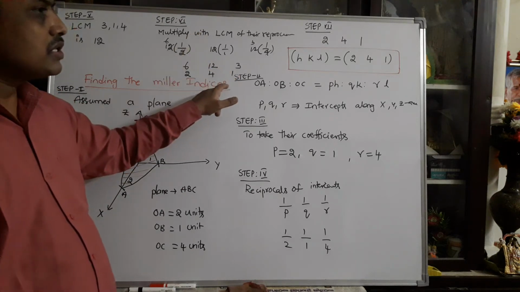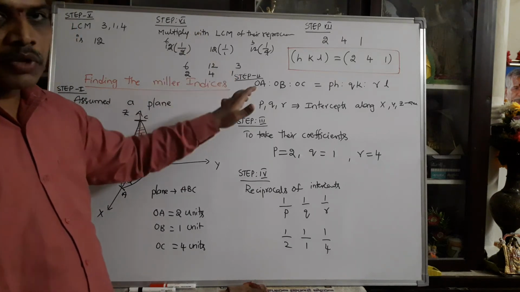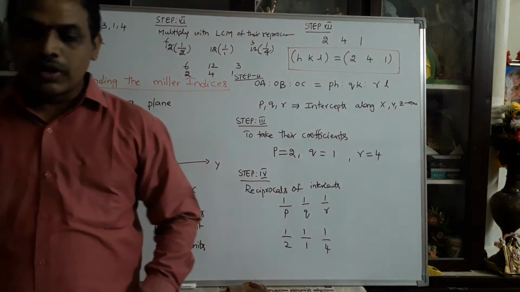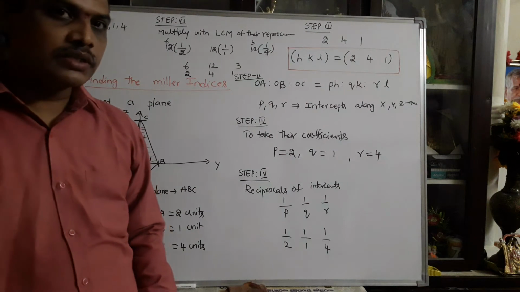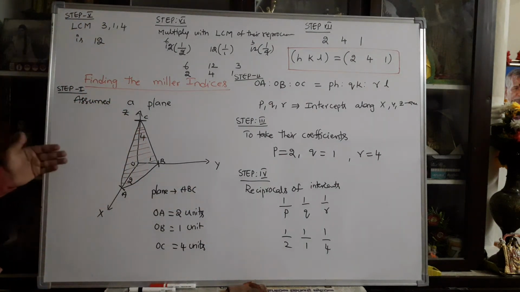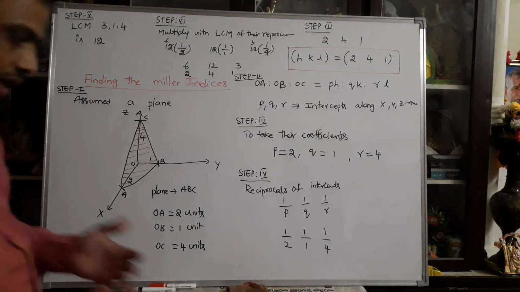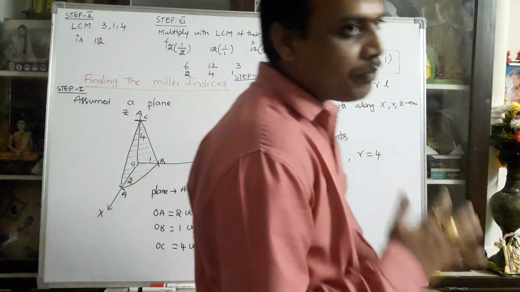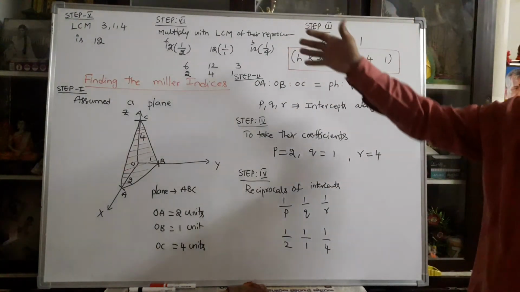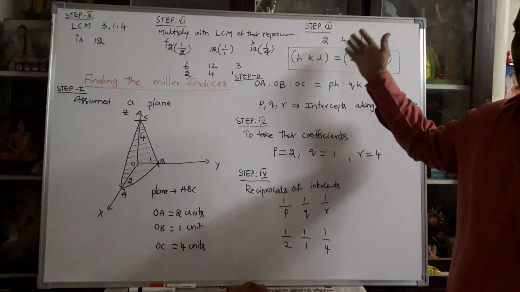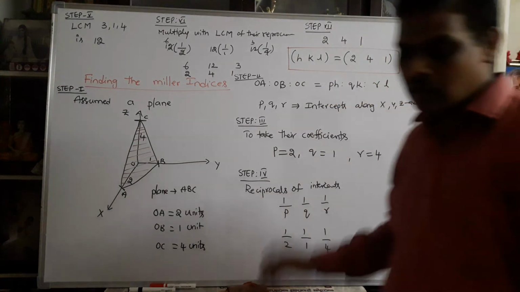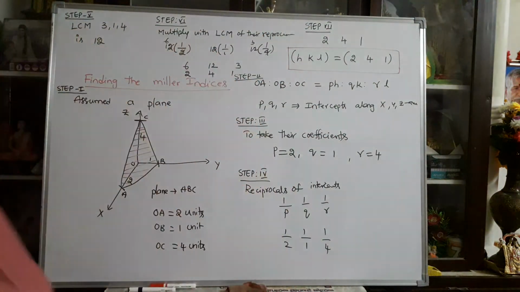These smallest integers can be called the Miller indices. That is how to find the Miller indices for a given plane. You can take any one of the planes. Depending on the plane, the Miller indices can be calculated step by step. Totally you get 7 steps. Go through each and every one step by step easily. That is how to find the Miller indices.